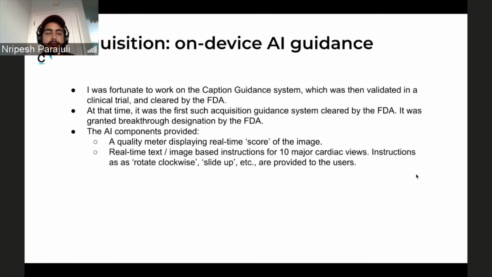It was pretty cool to be part of this project, and I really felt like I was solving a really nice problem. Like I mentioned, the AI components were the quality meter, where you're seeing the score of the image in real time, and then the text and image-based instructions. These two work hand in hand, and they basically guide users to acquire nice cardiac ultrasound images.